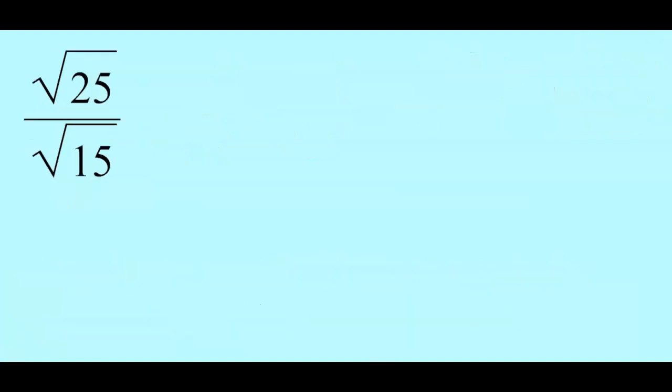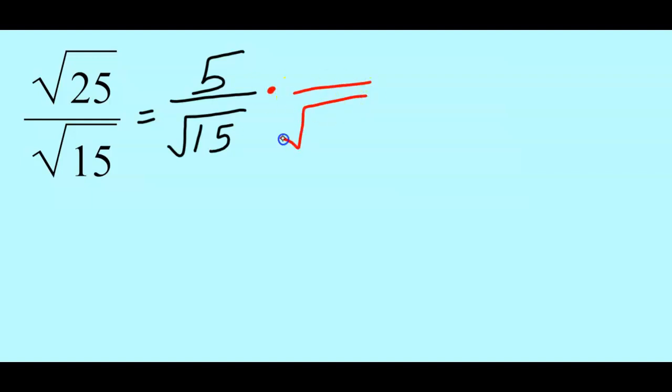Okay, let's try another one. So for this one, I can take the square root of 25. That gives me the number 5. I can't take the square root of 15, nor does it have any perfect square factors. So this just gives me 5 over the square root of 15. So when I go ahead and rationalize this denominator, I'm going to multiply the top and bottom by the square root of 15.